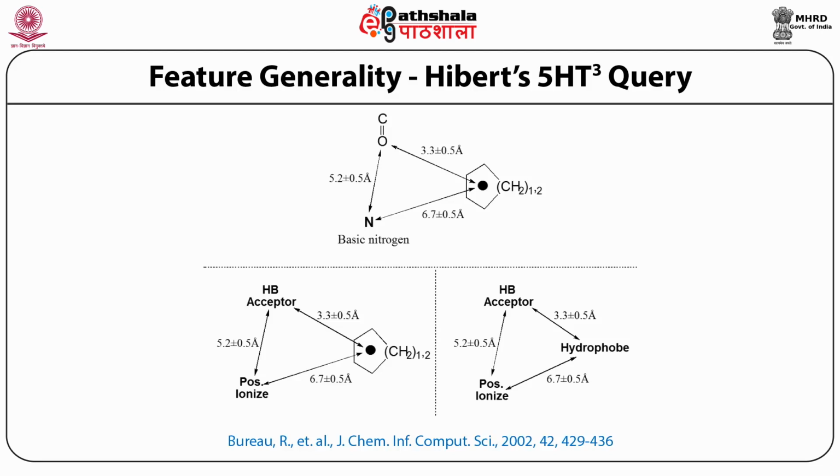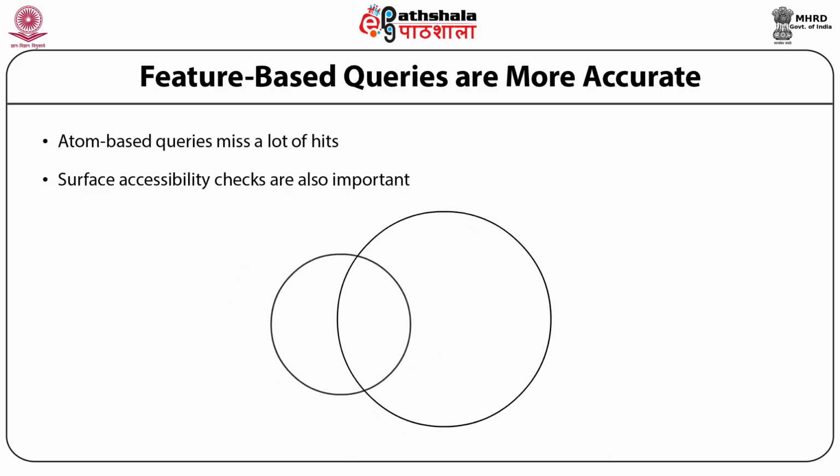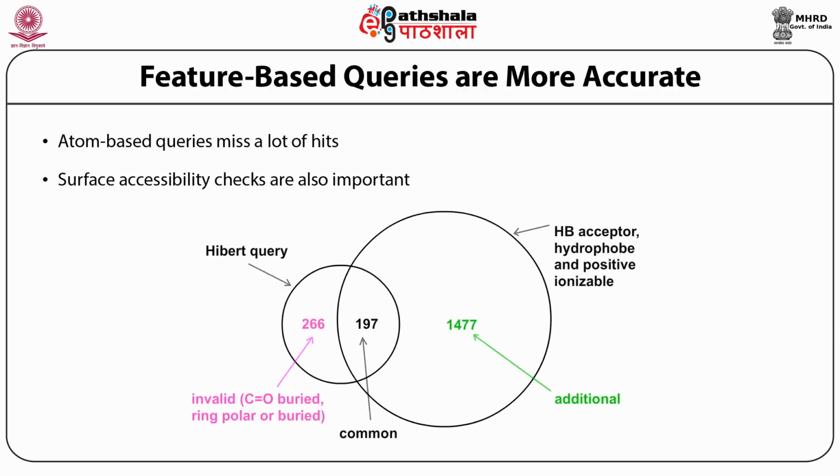This not only depicts the coordinate positions of the HB acceptor, positive ionization and hydrophobicity, it also contains the distance between these three. This can be utilized for searching. One makes this kind of general feature query set and uses it for searching in the database. Feature-based queries are much more accurate than atom-based.